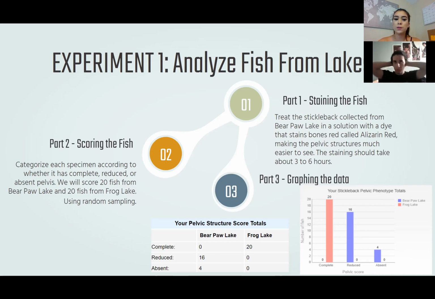And part 2 is scoring the fish. We're going to categorize each specimen according to whether it has complete, reduced, or absent pelvis. For part 3, we'll be graphing our data. As you can see, Bear Paw Lake had all of its fish that were observed either in reduced or absent for its pelvic structure, as opposed to Frog Lake, who had all 20 complete.